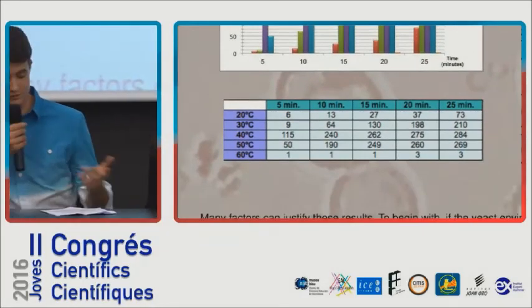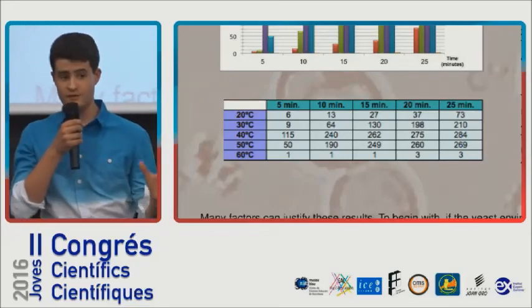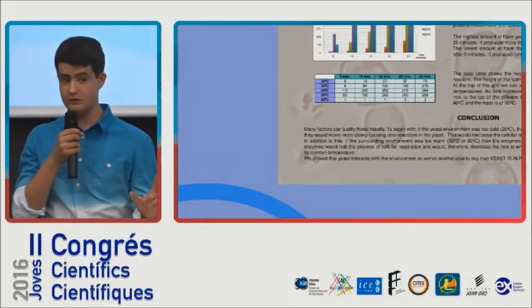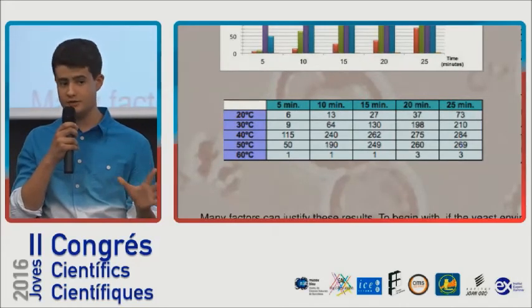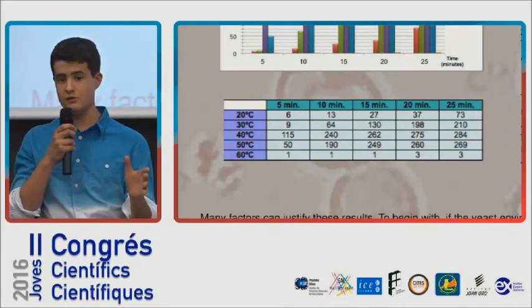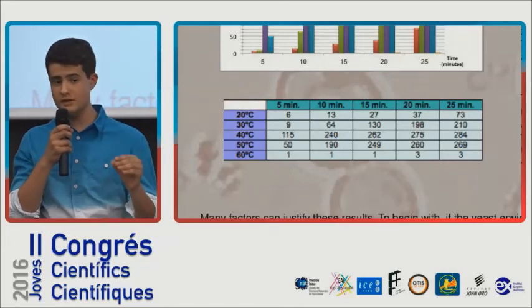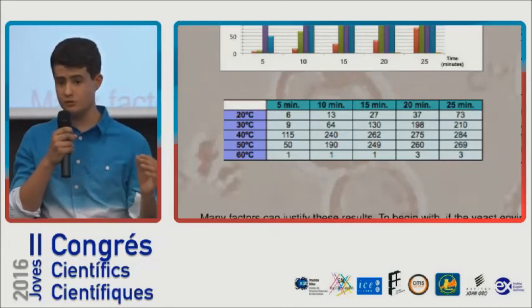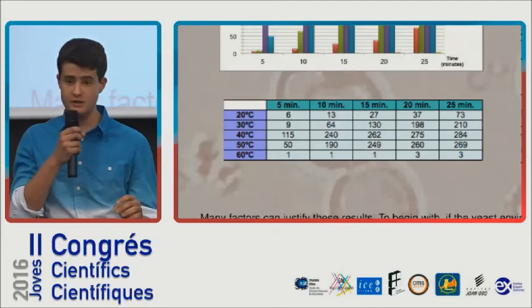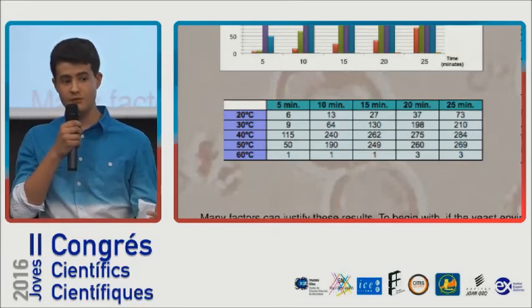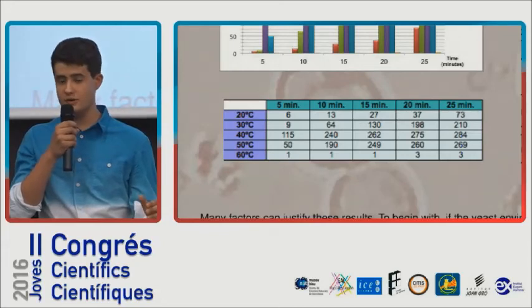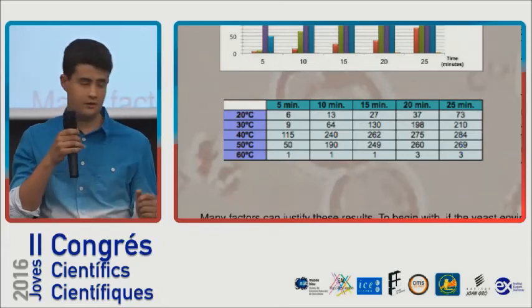Many factors justify the results. To begin, if the water was too cold at 20 degrees, the yeast cells start moving slower, causing less reaction, so the cellular respiration rate goes slowly and decreases. If the water was too warm, at 50 or 60 degrees, the enzymes of yeast denature. When the enzymes of yeast denature, the cellular respiration rate stops and yeast die.